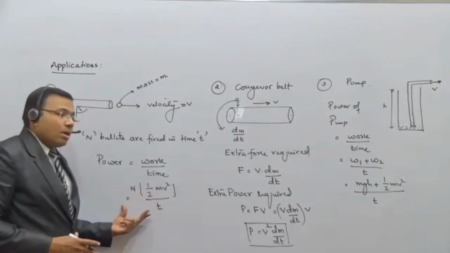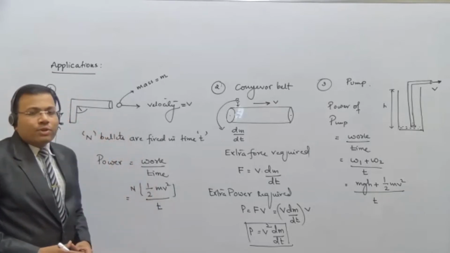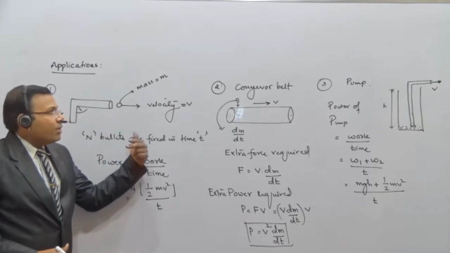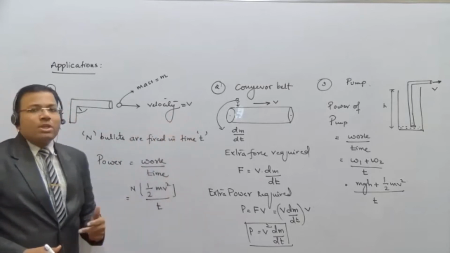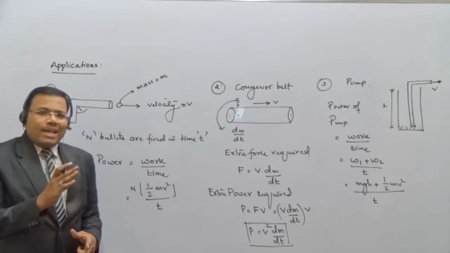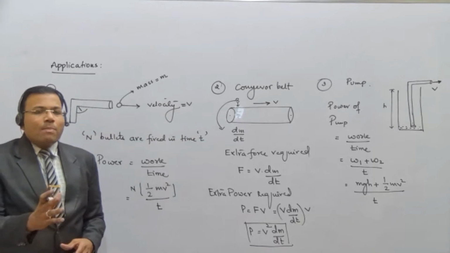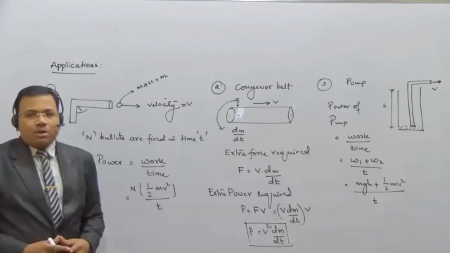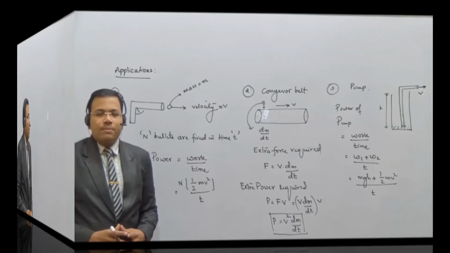So hope you have understood the concepts, that is, the applications of work. Here, if you observe, in every situation, whether it is the firing of a bullet from a gun, moving the conveyor belt, or using the pump to lift the water, we have not changed the basic concept of power. Power is the rate of doing work, that is work by time. I hope you have understood the applications.